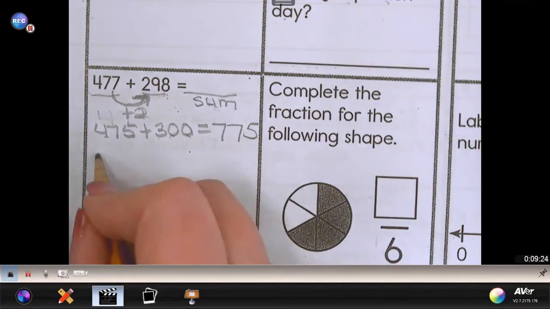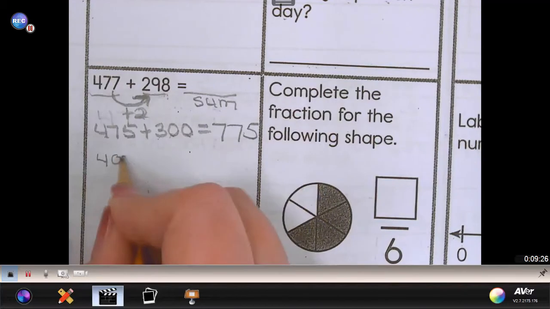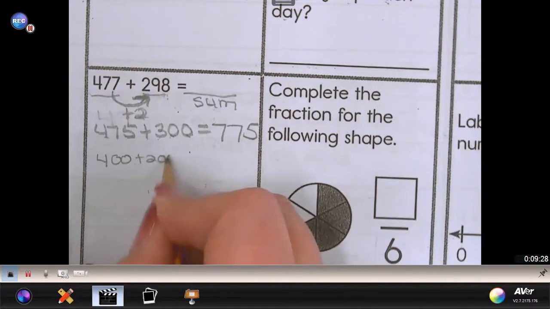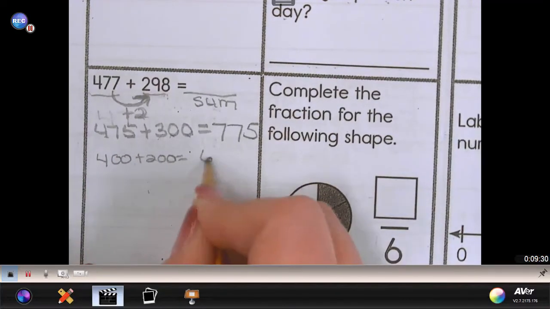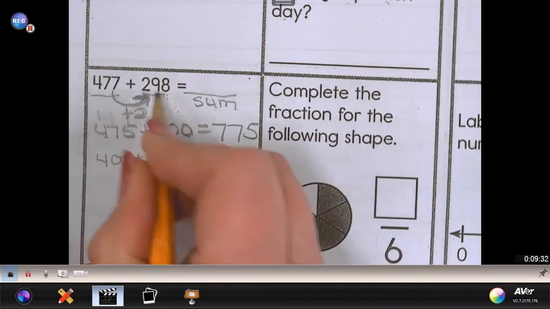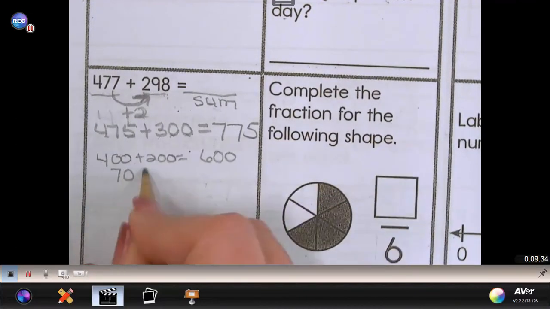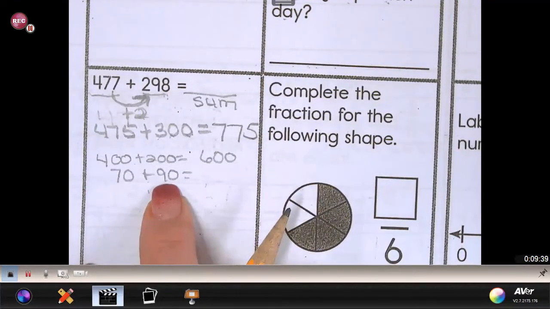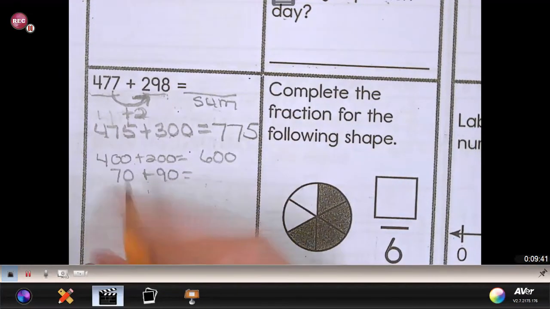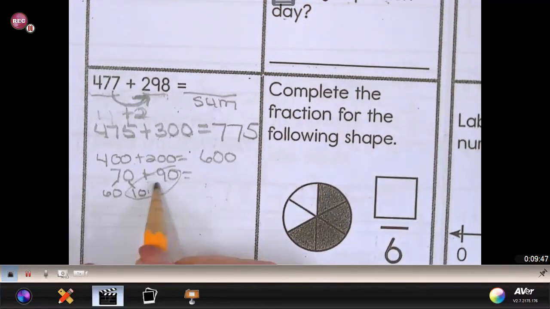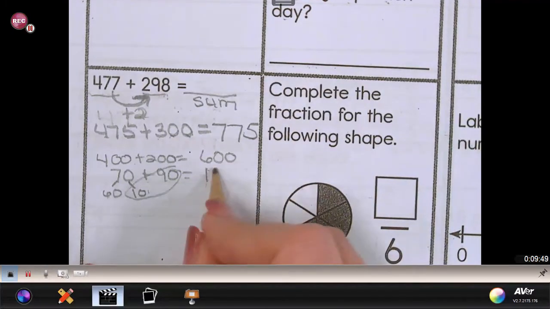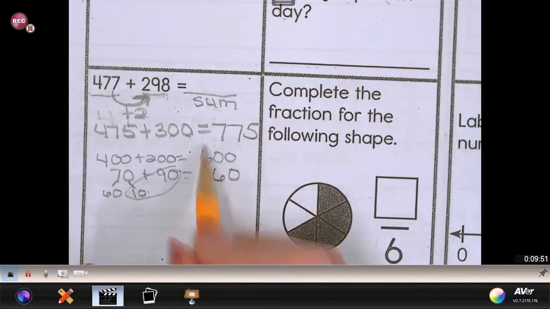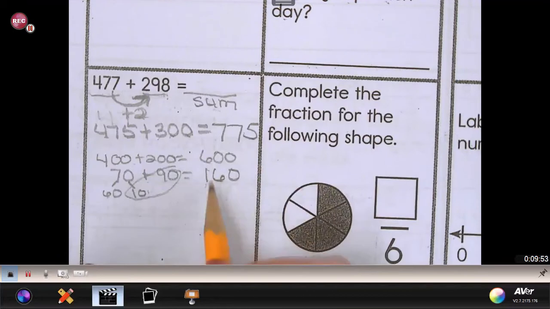Or I could take my 400 plus my 200, and that's going to give me 600. I can take my 70 and my 90, and remember, 90 is really close to 100, so if I take 10 from here, that leaves me with 60. This is going to make 100. So I have 160. Here's my new 100 that I carried and regrouped.